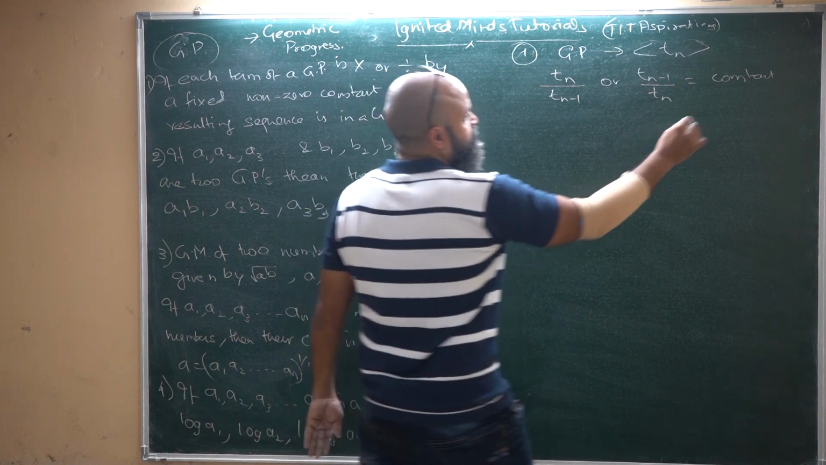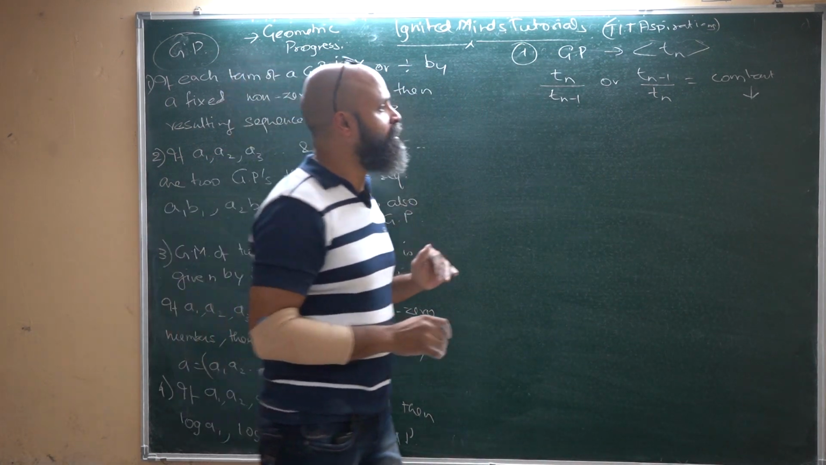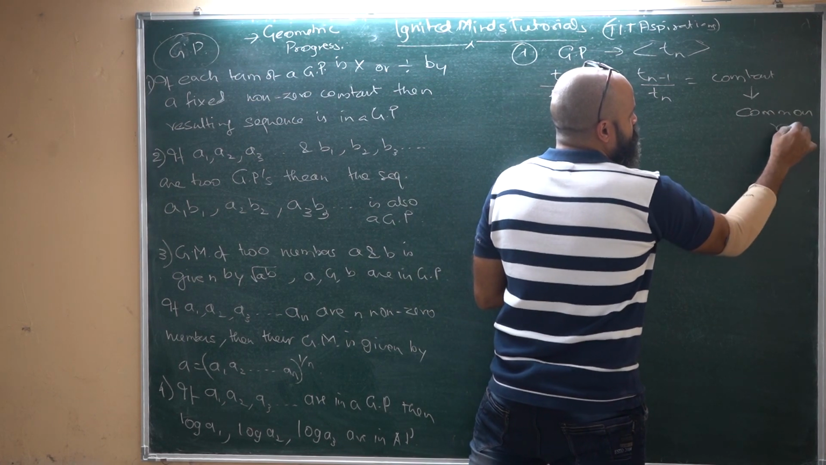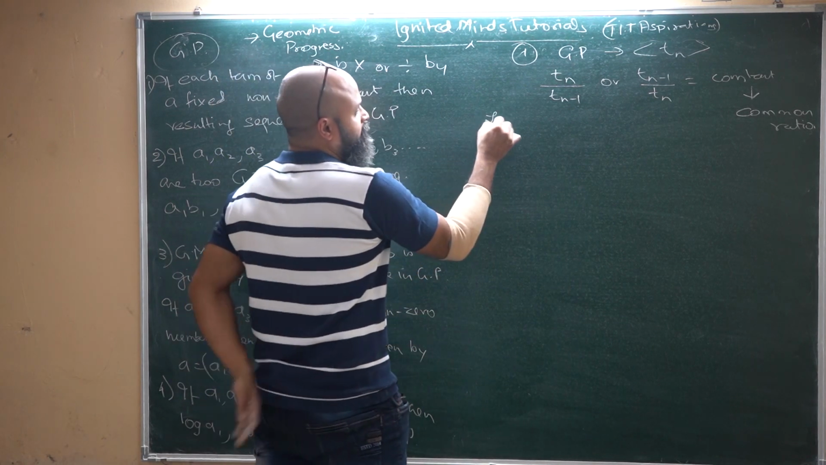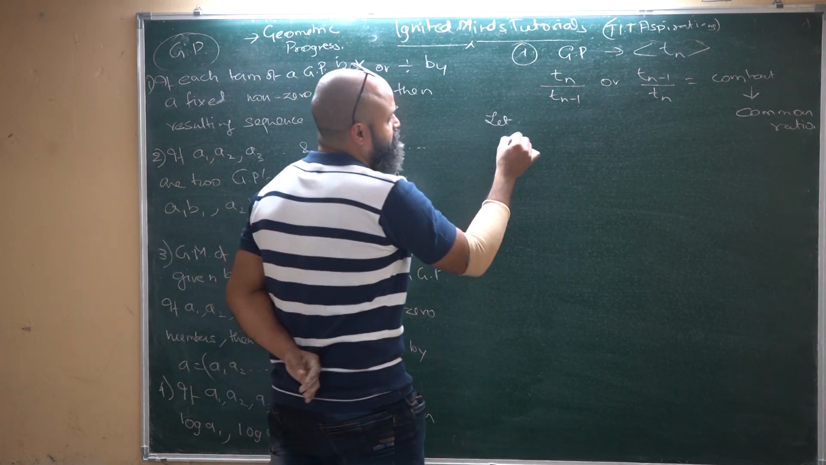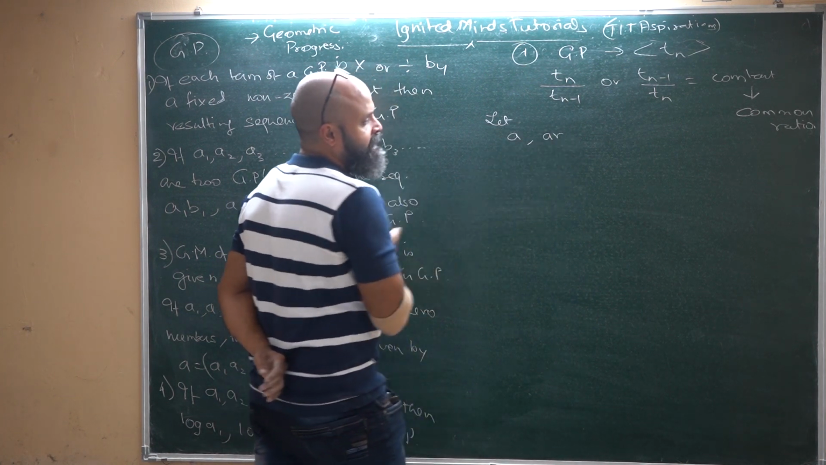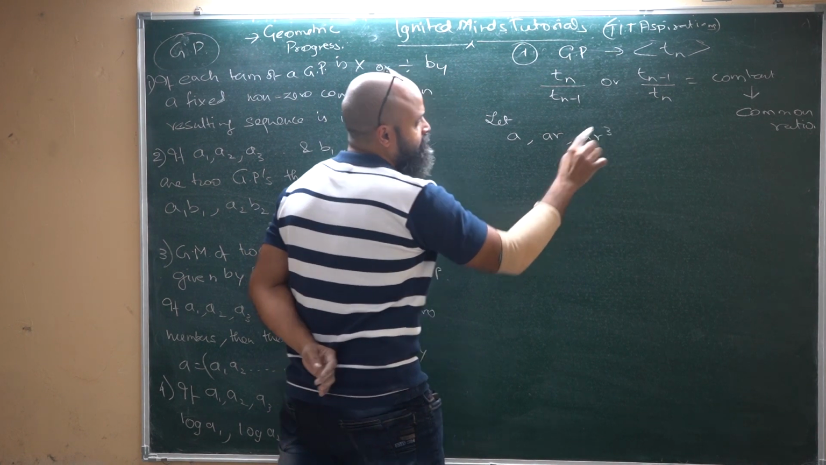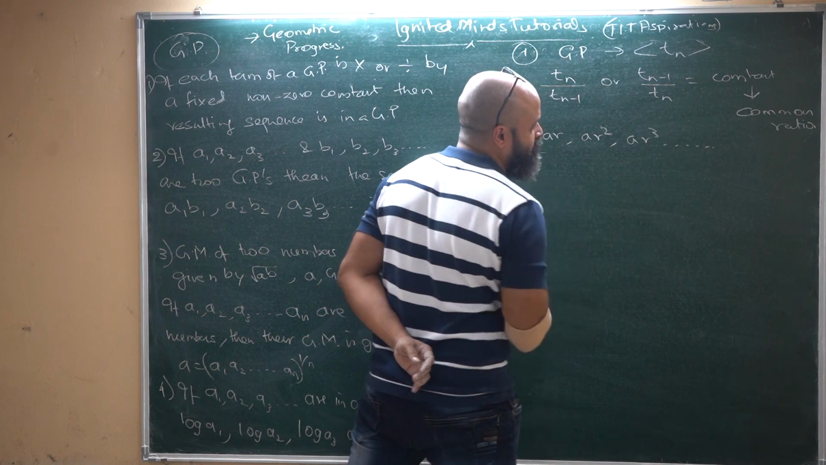And this constant, which in case of an AP is known as the common difference, in case of a GP is known as the common ratio. So we have a common ratio out here. If we look at the sequence of a GP, it will look something like this. A would be the first term, the second term would be AR, the third term will be AR square, the fourth term will be AR cube, and so on and so forth.